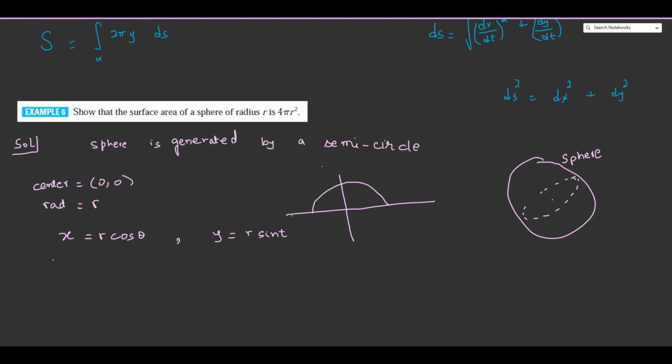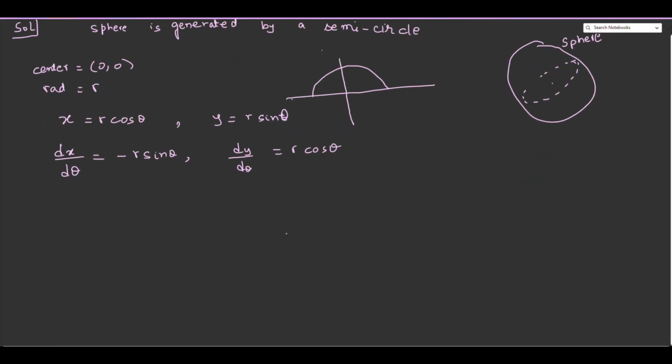The next thing we need to do is to find their derivatives. Remember, r is fixed, meaning the radius is fixed, and only the parameter is theta. So dx by d theta equals minus r sine of theta, and dy by d theta equals r cosine of theta.